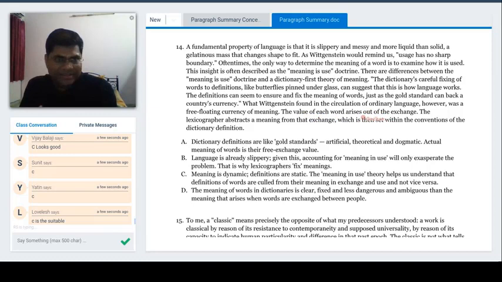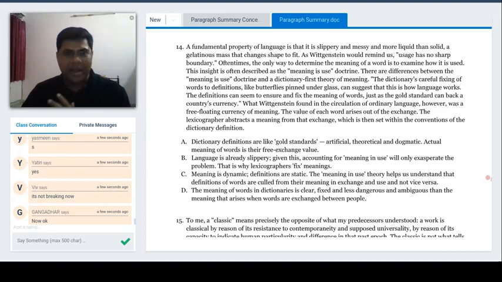And then he says the lexicographer... To understand how to summarize: whenever you come across a word quite frequently, that means the passage is actually discussing that, and your summary must revolve around that. Same goes with the central idea. Whenever you want to create a central idea, it must revolve around the most frequently occurring word.